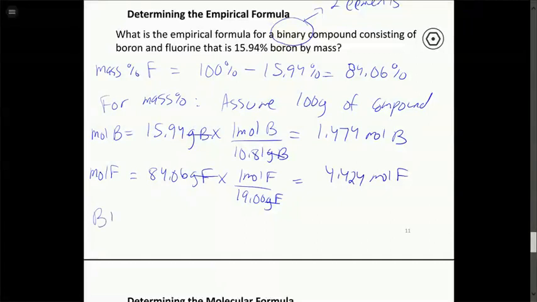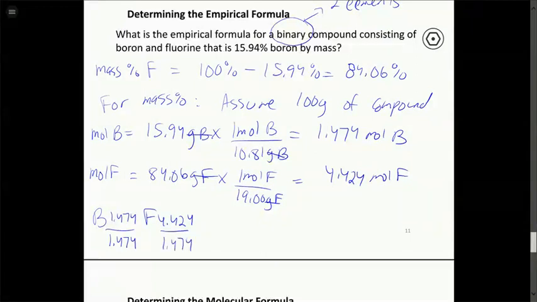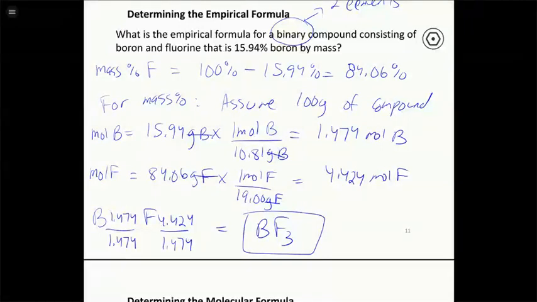So B 1.474, F 4.424. That technically is the empirical formula, but it's not the standard way of writing it in whole numbers, so you have to divide both of those by the smaller one, which is 1.474. And again, these come out pretty nicely to whole numbers, and it comes out to BF3. All right? So very similar to the last one, it's just when we have mass percents, we assume 100 grams of compound, and we use those percentages as the masses that we're starting with.